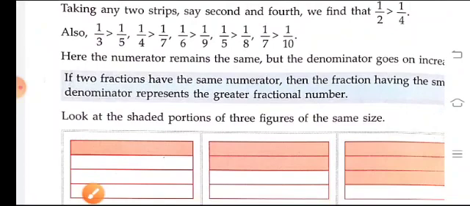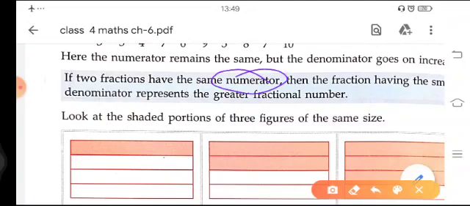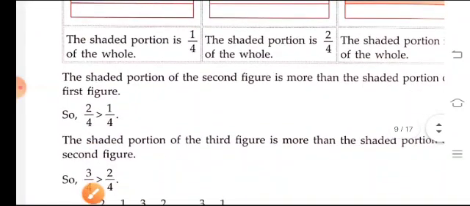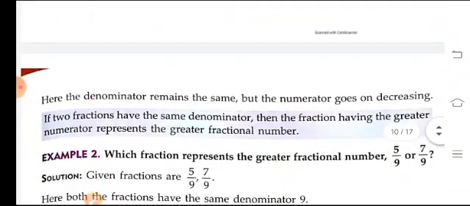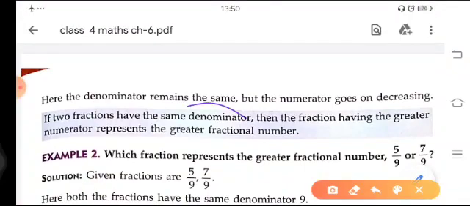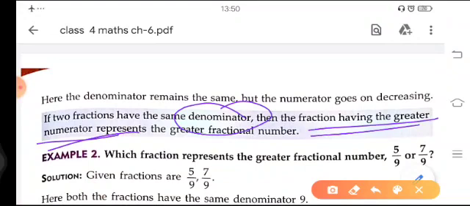So you can say that if two fractions have the same numerator, then the fraction having the smaller denominator represents the greater fractional number. It means that if the numerator is the same, then we will check according to the denominator. And if two fractions have the same denominator, then the fraction having the greater numerator represents the greater fractional number. So you will compare according to the numerator and denominator.